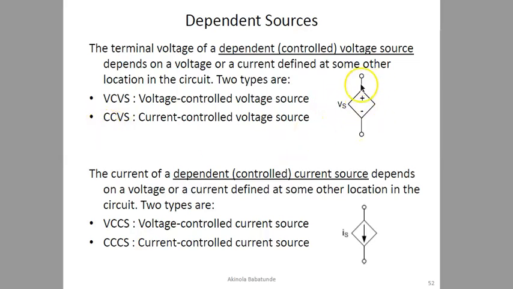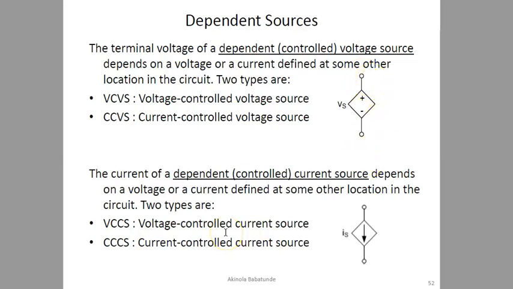So this is the representation for a dependent voltage source. You can see we have Vs, and this time around, it is not a circle. It is a diamond shape, a kite shape. And then you can see we have plus and negative between these two terminals.